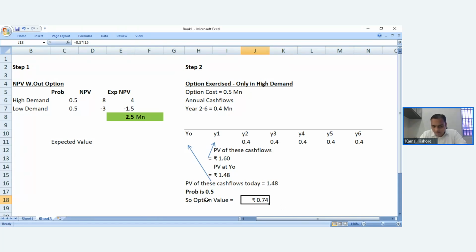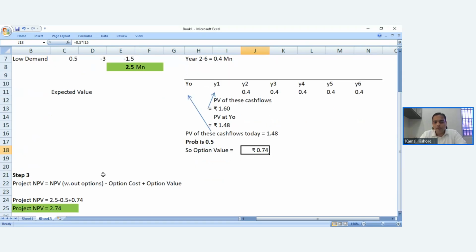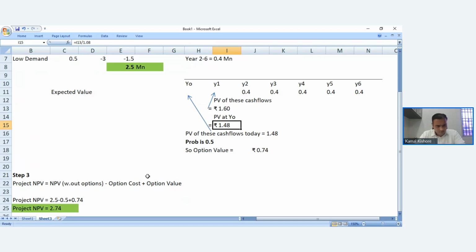Now I've got the option value. You've got the option cost, which you are going to incur today, and you have NPV without any option. So combining all these three, 2.5 minus 0.5 plus 0.74, we arrive at an NPV of 2.74. Remember, this 1.48 you have to multiply with the probability of exercising the option. The probability of exercising the option is 0.5, because only when demand is high will you be exercising. So this is your real option.